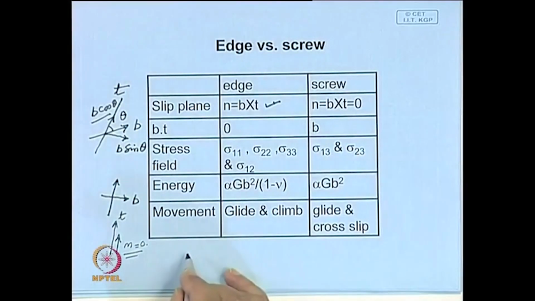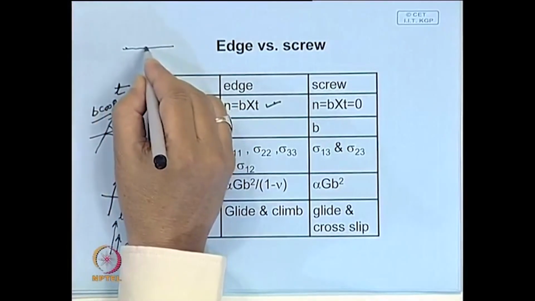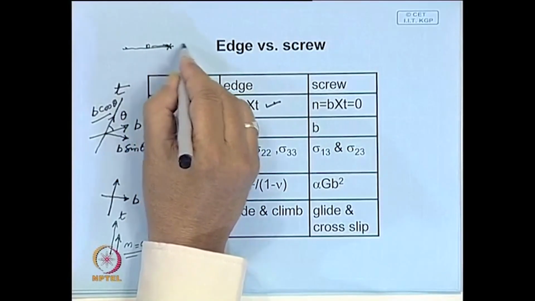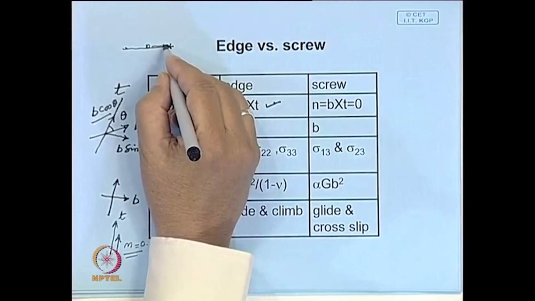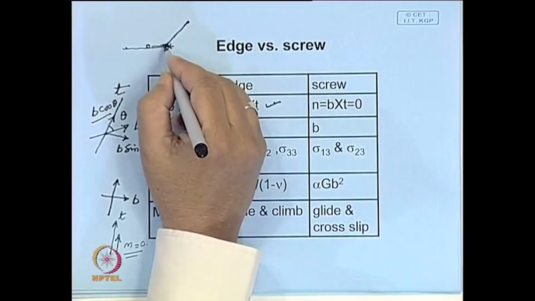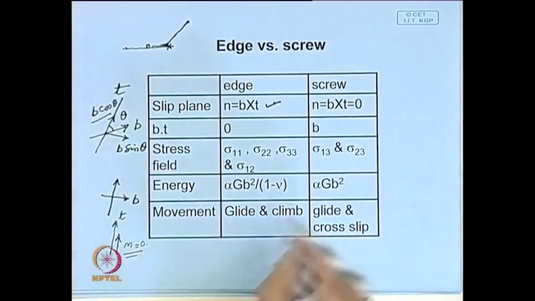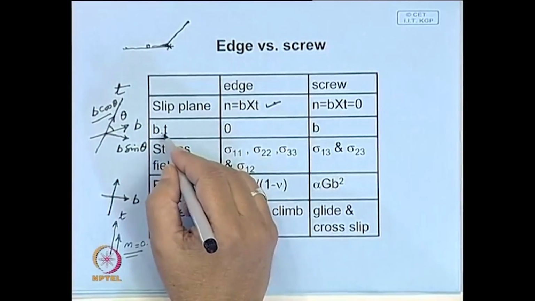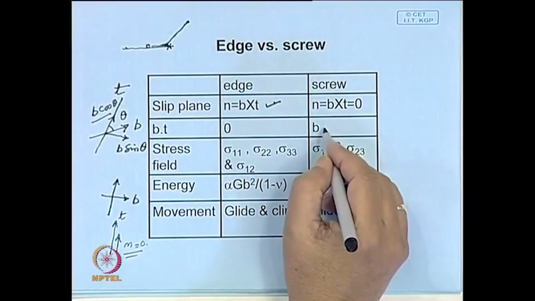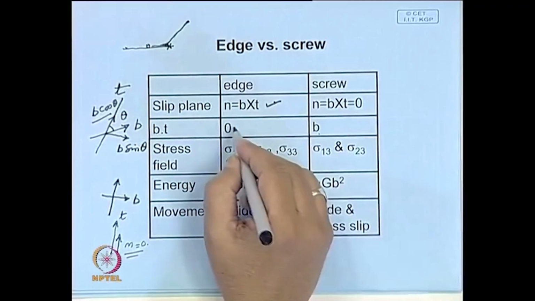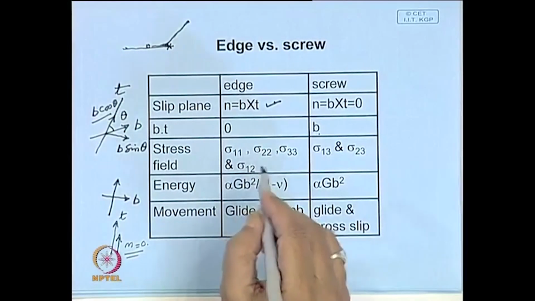Suppose here this is one plane, and a screw dislocation moving meets an obstacle here. It cannot go beyond this, and at that time, if there is another slip plane like this, there is a possibility it can move on this. So, this movement is known as cross slip, which is listed here. If you look at this, then the dot product between b and t, in this case, is b itself, here it is 0, and you look at the stress field.